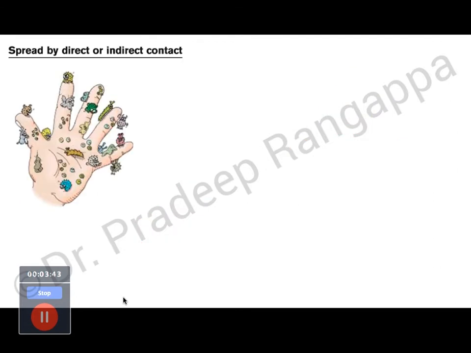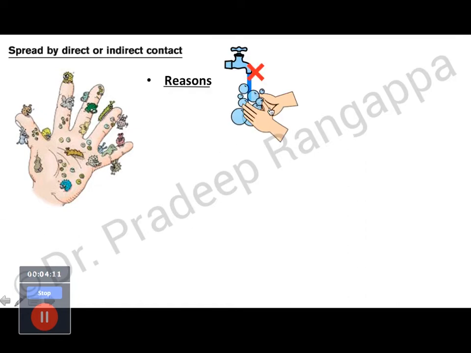Let's move to the commonest routes of spread. As we all know, however much literature you go through, the commonest mode of spread, direct and indirect, is always the hands of the personnel. It can be the hands of the patient, the hands of visiting personnel, or the hands of the healthcare professional delivering the care. The reasons are multitude. The most important reason is hand hygiene.